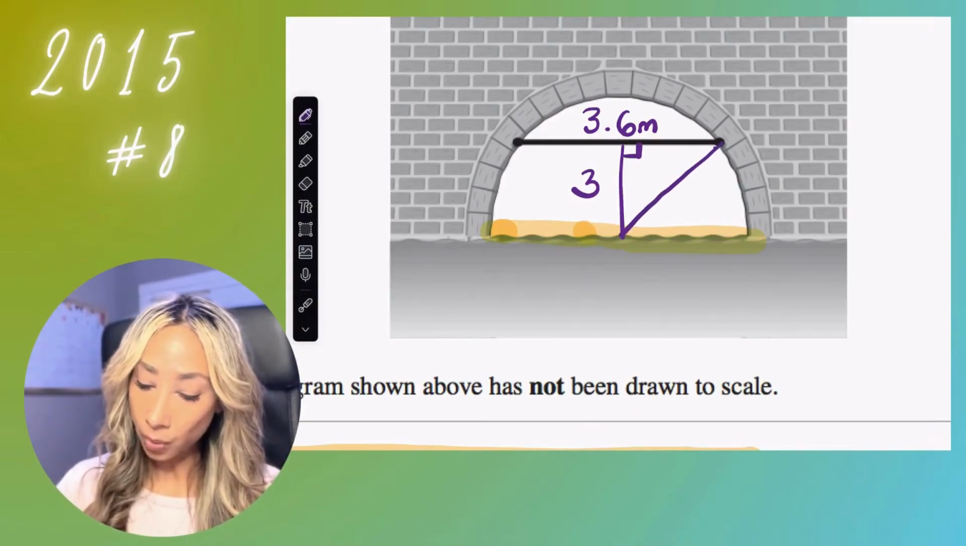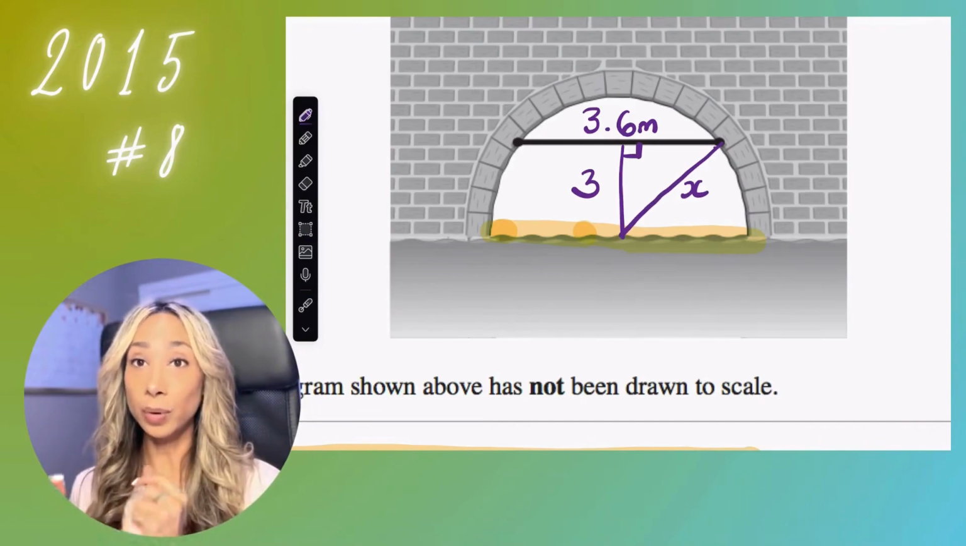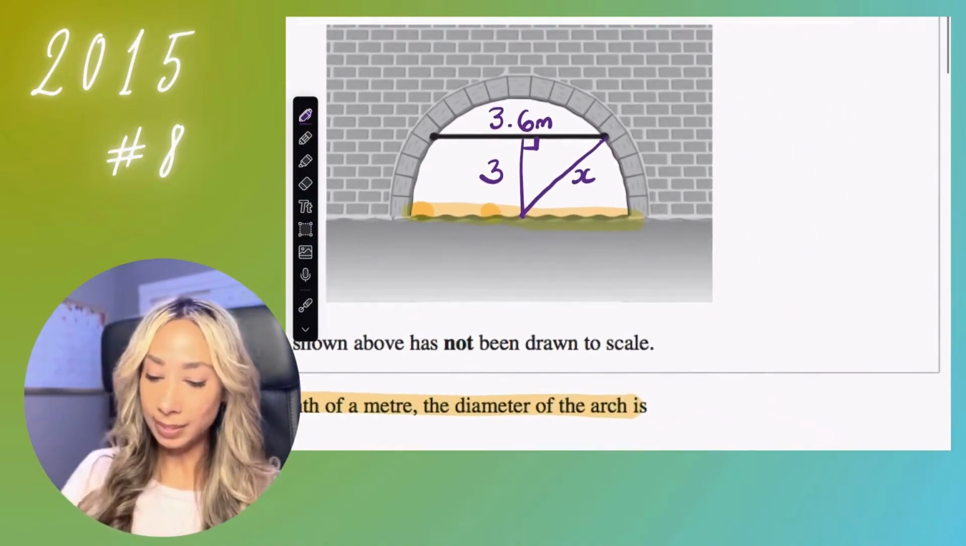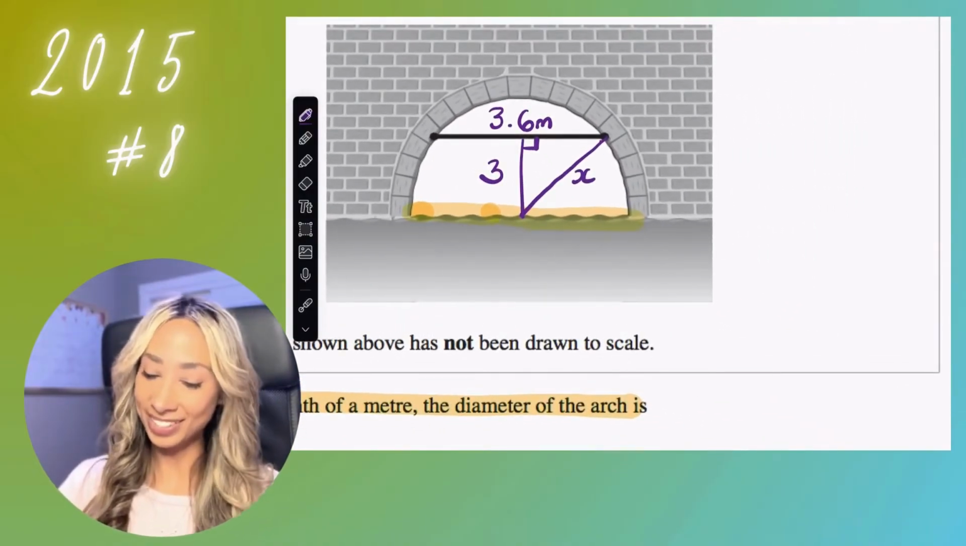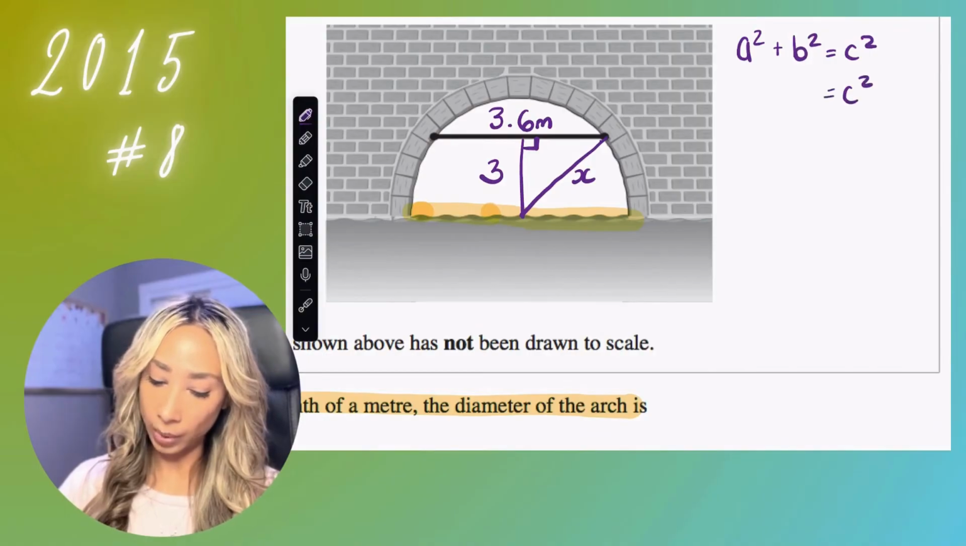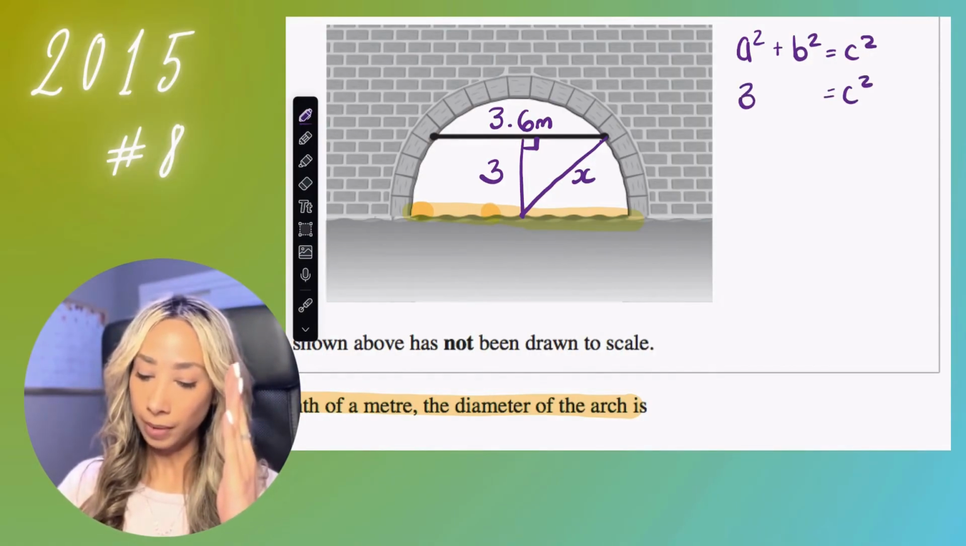Now in this case, we don't actually know the radius. That's what we're trying to figure out, because if we get the radius, if we get x and we double it, then we get our diameter. So that means we can use our same Pythagorean theorem. And in this case, we're trying to figure out c squared. So we have a squared. I'm just gonna say a squared is that vertical line at 3.